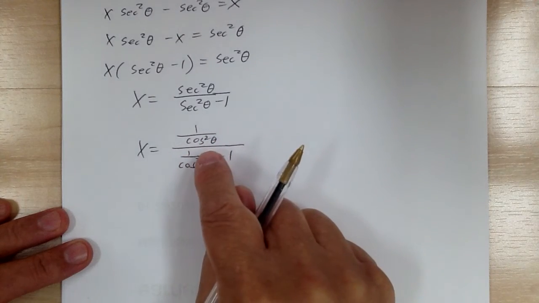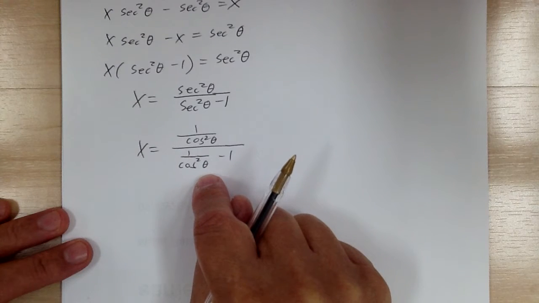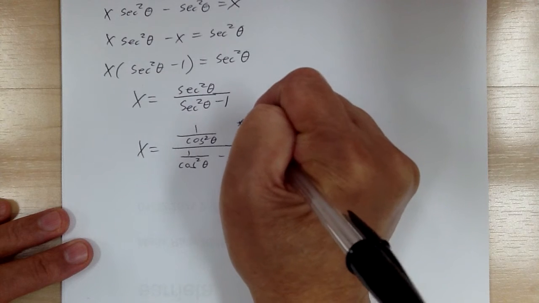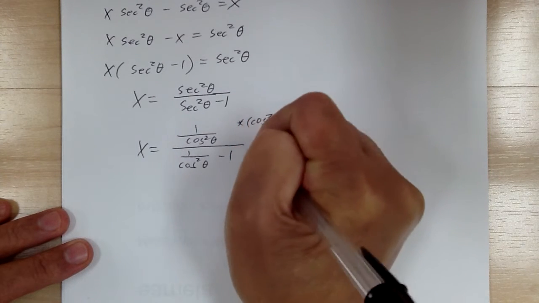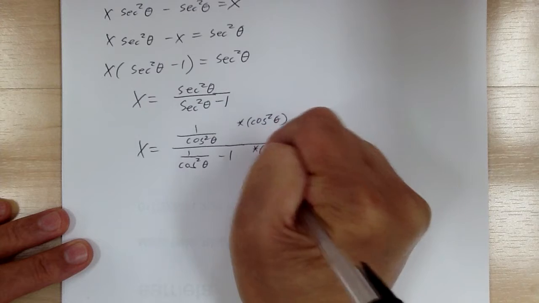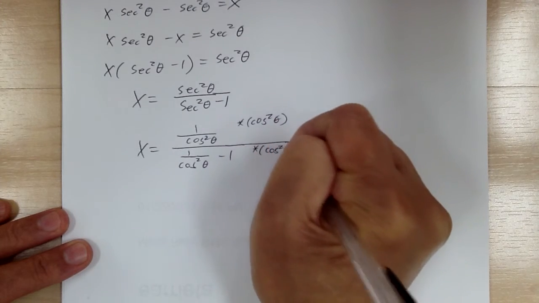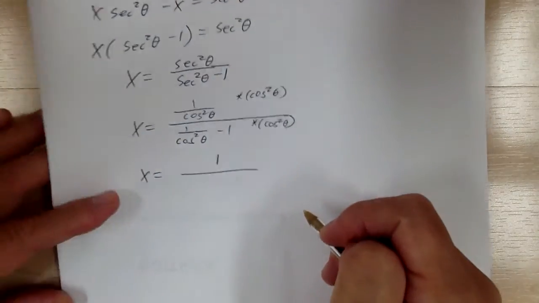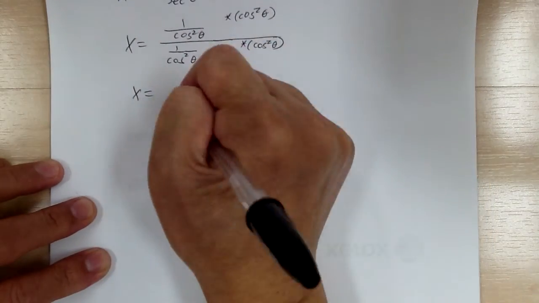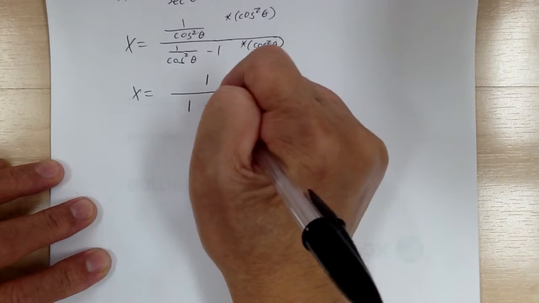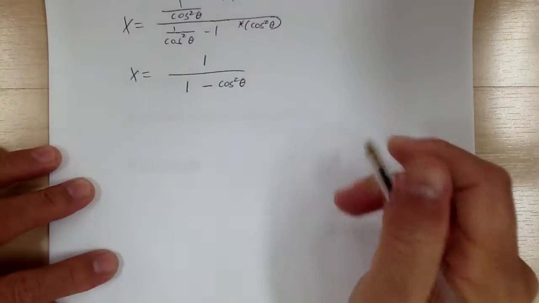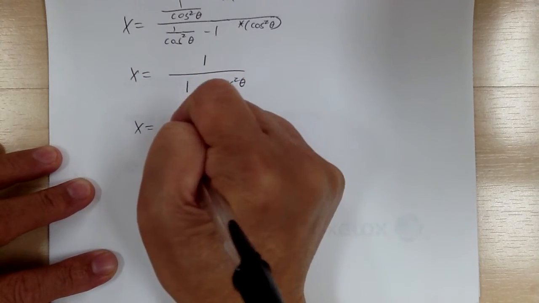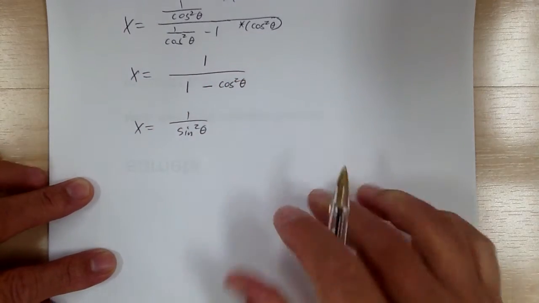And now you have a complex fraction. With a complex fraction, you want to multiply by the common denominator. So multiply by cosine squared theta. So you got x equal to, this cancels, so you're going to get 1. And this cancels, so you're going to get 1. This multiply will be minus cosine squared theta. And 1 minus cosine squared is sine squared, so x equals 1 over sine squared theta.